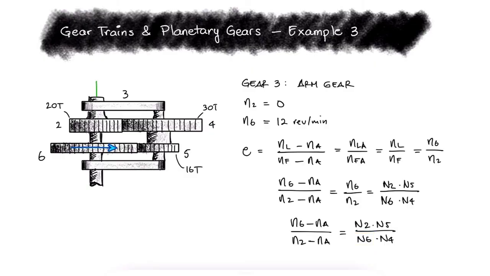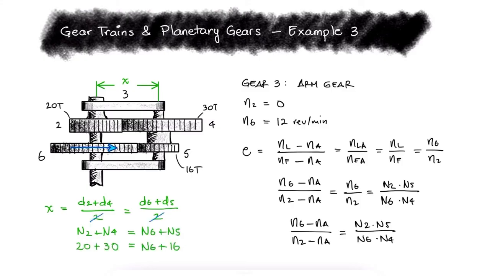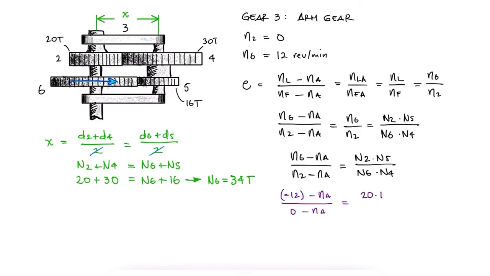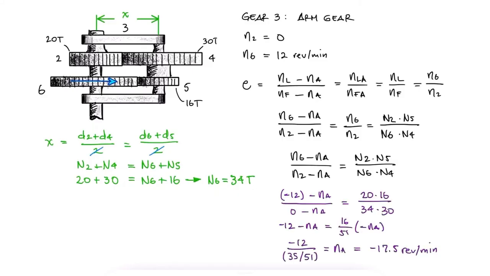But since we know that the distance between the shafts can be defined in terms of the diameters of gears 2 and 4, or in terms of the diameters of gears 6 and 5, and we know that the diameters are directly proportional to the number of teeth, we find that gear 6 has 34 teeth. Using these values, we solve for the speed of the arm, and either with the mathematical sign or a quick direction analysis, we see that the arm gear, or gear 3, is rotating clockwise as viewed from the bottom of the figure.